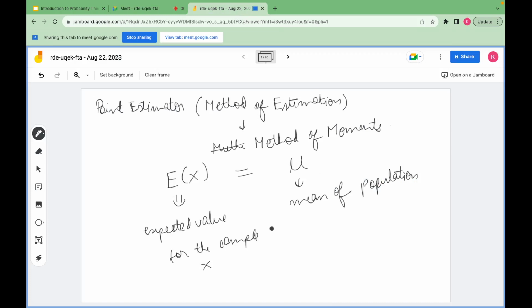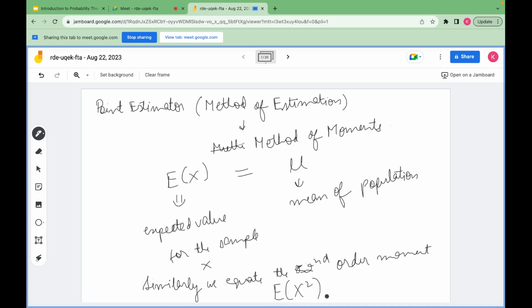Okay, and similarly we can equate the second order moment, which will be the expectation of x square. So this we can also equate to the second order moment of the population. So this is the first method.